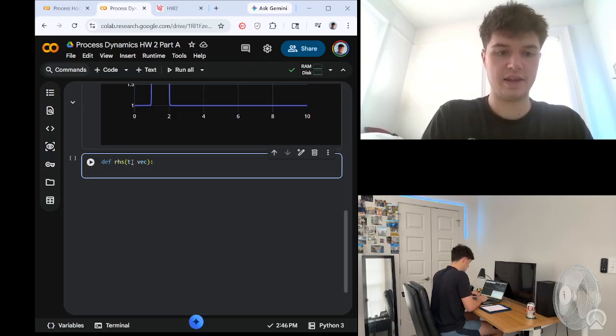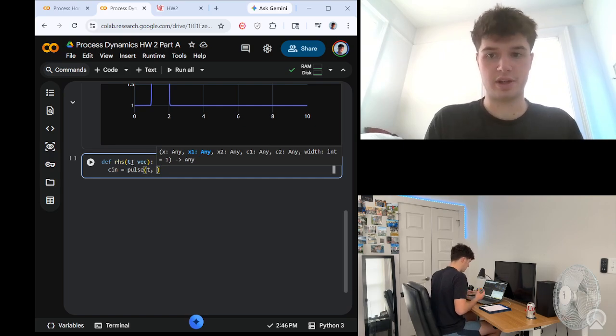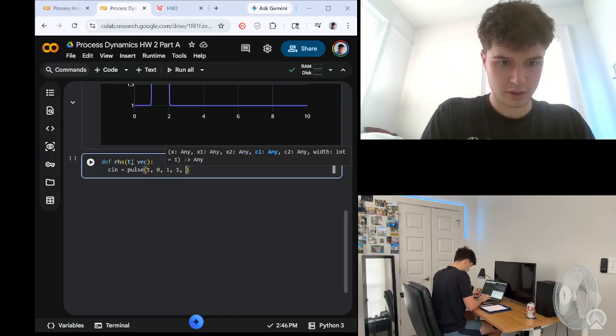Don't forget to indent. And then our concentration N is now going to be equal to that pulse that we just created. So pulse, except with T now, because obviously with this derivative coming into play, we're going to be looking at things with respect to time. So we're now going to be adding in that T time value into the pulse equation. And then we are going to go from 0 to 1, to 1, to 4, to 0.01.